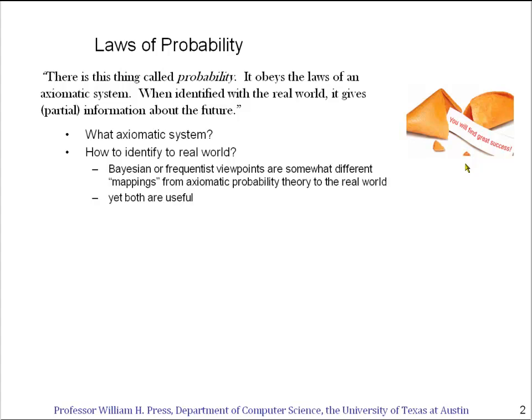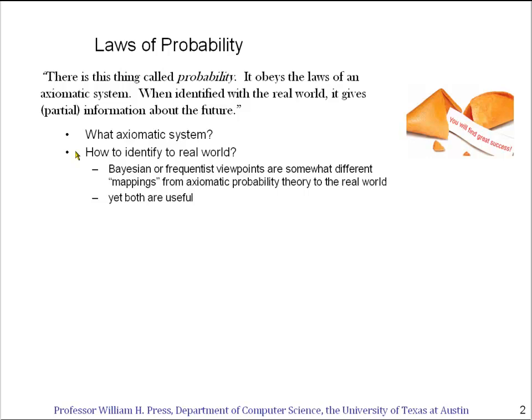statistics. The first question raised by the above statement is, which axiomatic system is it that we're going to call probability? It turns out there's only one good answer to that. Everybody agrees. But the second question that we've raised, how do we make this identification to the real world, that actually doesn't have a single unique answer.